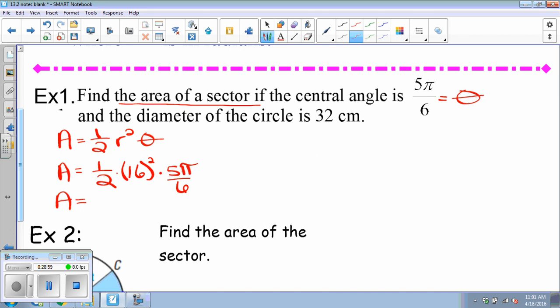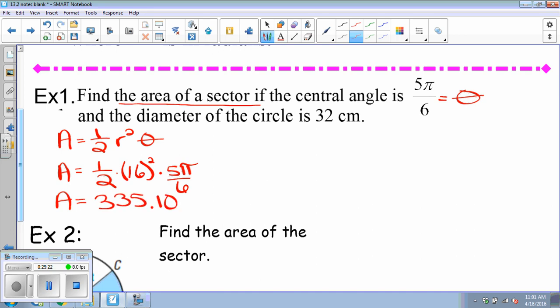Everybody got it? No? Okay, come on. Use those fraction buttons in your calculator. Make that easier. It is. 335.10. Who got that? Yes, that's correct.